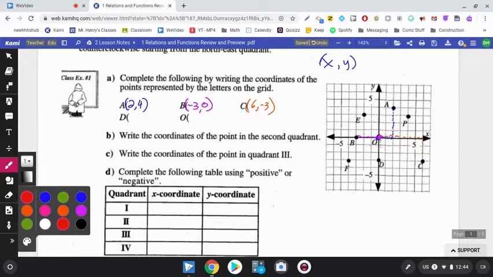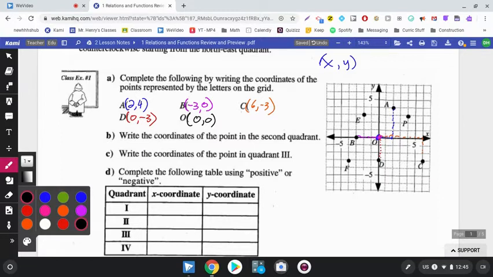D is just beneath the origin. So in terms of x, I don't move left or right. I have an x coordinate of 0. And I go down 3. So my y would be negative 3. And lastly, it asks for the origin. Okay, well, the origin is 0, comma, 0. Okay, we call that the origin.